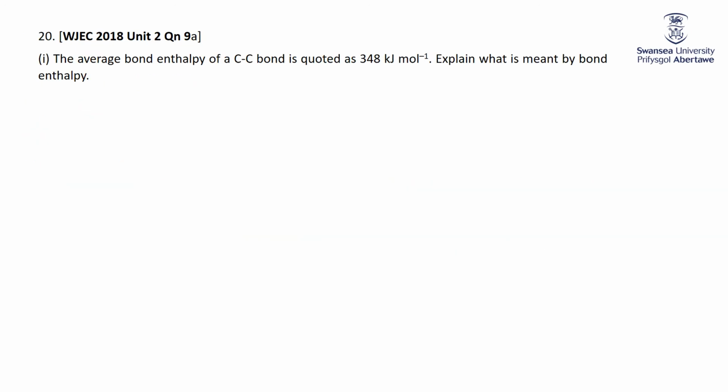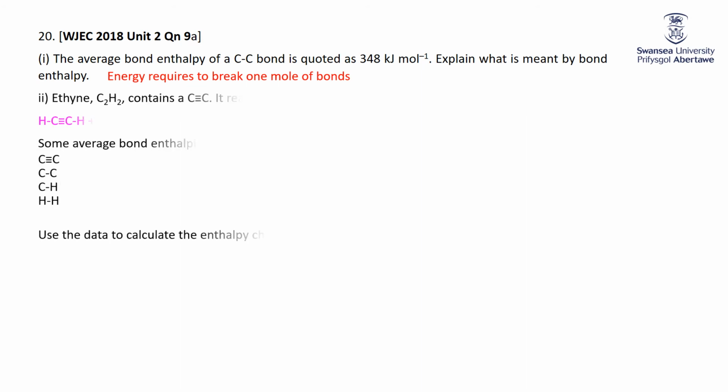So average bond enthalpy, C-C bond quotes 348 kilojoules per mole. What's meant by bond enthalpy? Well, it's the energy required to break 1 mole of bonds. Now, you also have in the definition, or to make 1 mole of bonds. No, it's not to make 1 mole of bonds. To make 1 mole of bonds would be minus 348. So you need to be precise there, right? Bond energy, because it's a positive number that's given, it's the energy required to break 1 mole of the bonds.